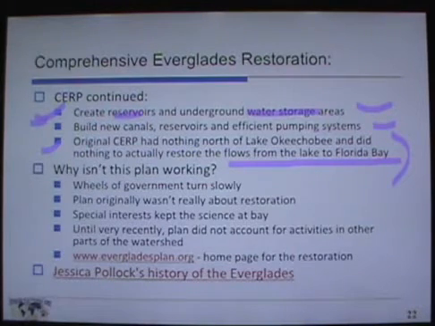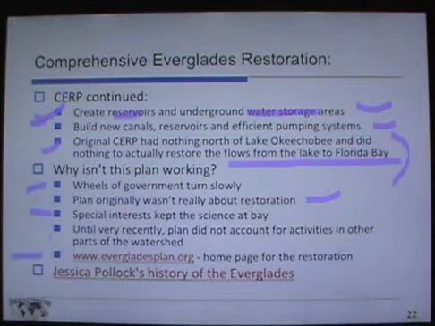So why isn't the plan working? Why haven't we done something now? Because the government works very slowly. I work for government, I know that. The plan wasn't originally really about restoration. It was really about ensuring a water supply for the lower east coast of Florida, and it has done that. A lot of special interests. Won't go into who those are, but they keep the science at bay from doing what we know we need to do. Until very recently, weren't looking up north.